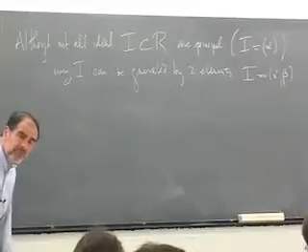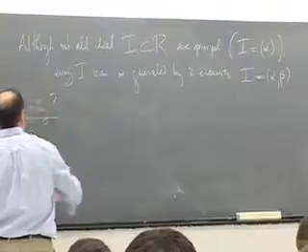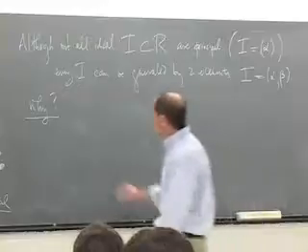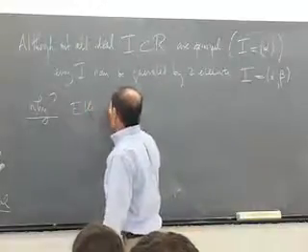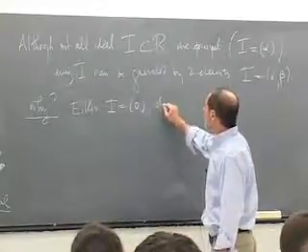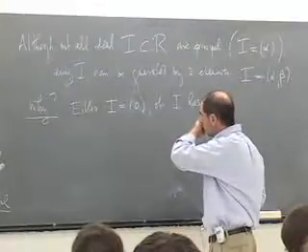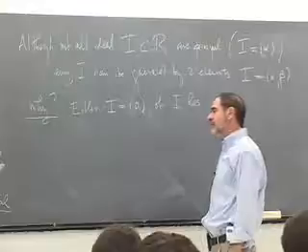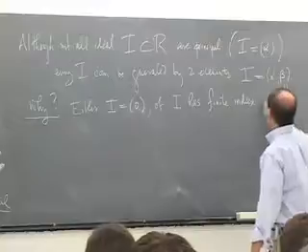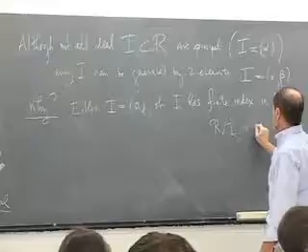Why is that? Well, the first claim is either I is equal to 0, in which case it's generated by 1 element, or I has finite index in the ring R. In other words, R mod I is a finite ring.